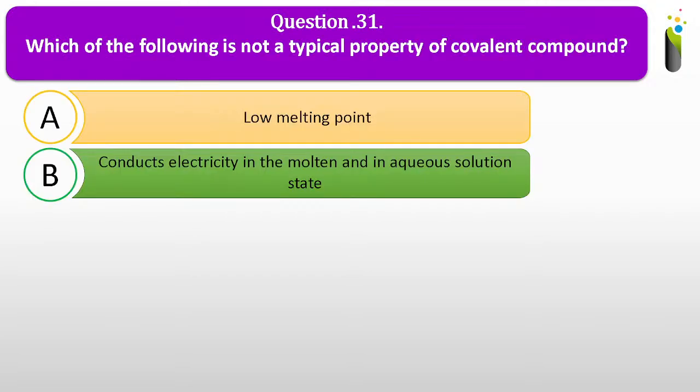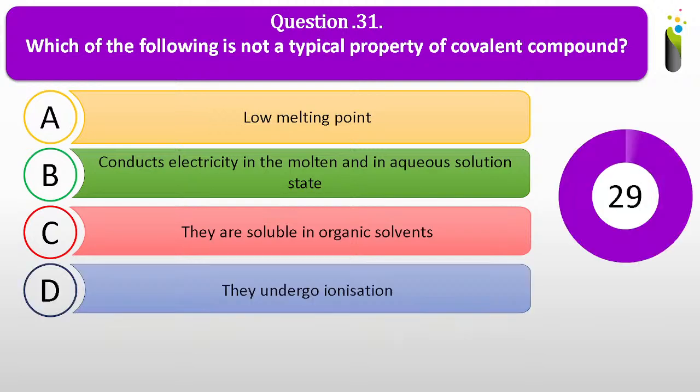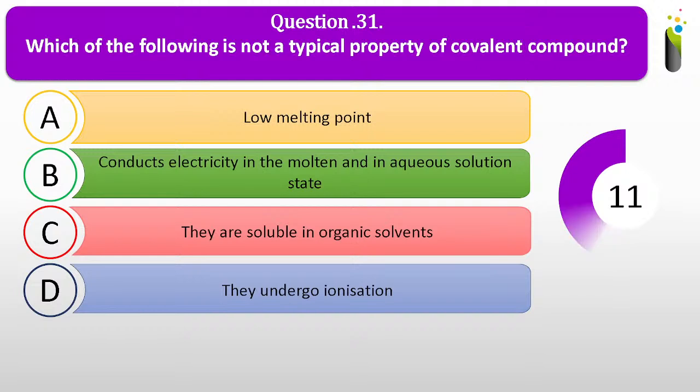So the correct answer for question number 30, that is in the periodic table, alkali metals are placed in group 1. Going ahead with question number 31, C, they are soluble in organic solvents. D, they undergo ionization. So what should be the answer? Question number 31. Which of the following is not a typical property of covalent compound?